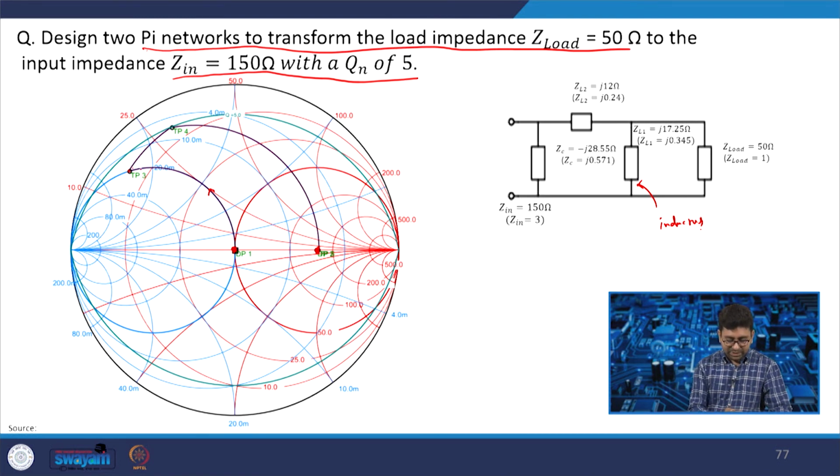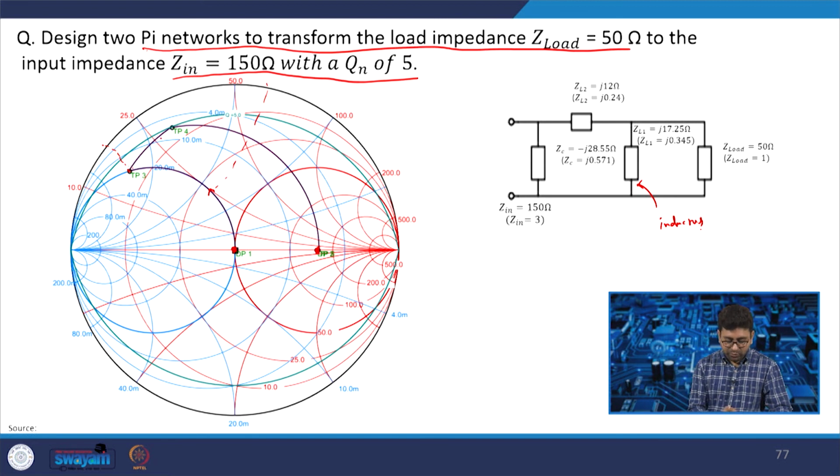We can find the value of the inductor by locating both the Y points here and finding the difference of these two, which gives you the J, that is around J 0.345, and if you multiply with 50 it will be J 17.25. Once you have found the inductor, next you are again moving up.